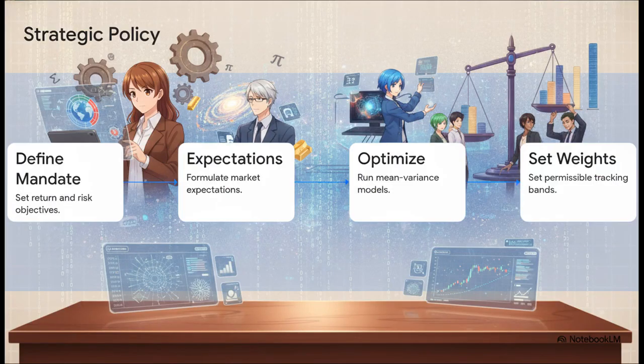So, to prevent that drift, we follow these exact steps to build a mathematically sound strategic policy. Number 1, meticulously define the mandate's return and risk objectives. 2, formulate your capital market expectations. 3, run those mean variance optimization models. And 4, establish your policy weights along with permissible tracking bands.